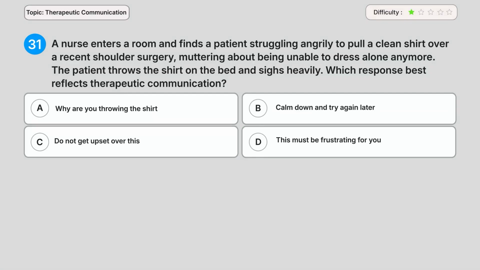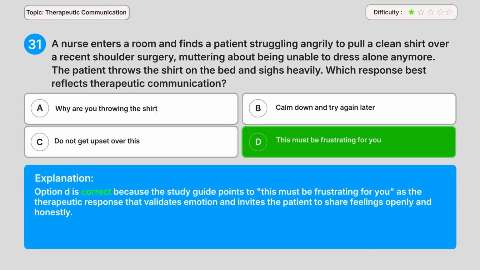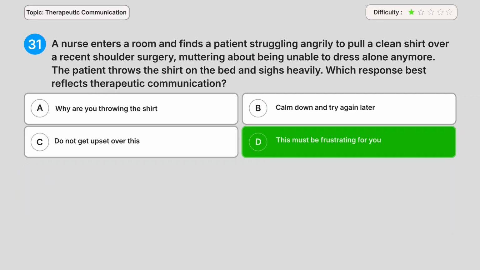Correct answer. D. This must be frustrating for you. Option D is correct, because the study guide points to this must be frustrating for you as the therapeutic response that validates emotion and invites the patient to share feelings openly and honestly.